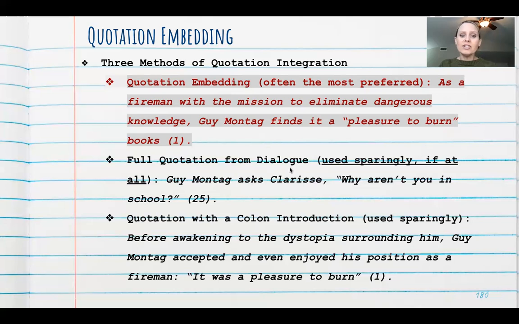You would just want to do some sort of a context lead-in. Guy Montag asks Clarice, "Why aren't you in school?" And then the page number. So you need still a lead-in in order to present that full quote. And this is when a signal word would be good: asks, asserts, observes, wonders, some kind of a verb to lead into the quote. Again, very sparingly use those full sentence ones.